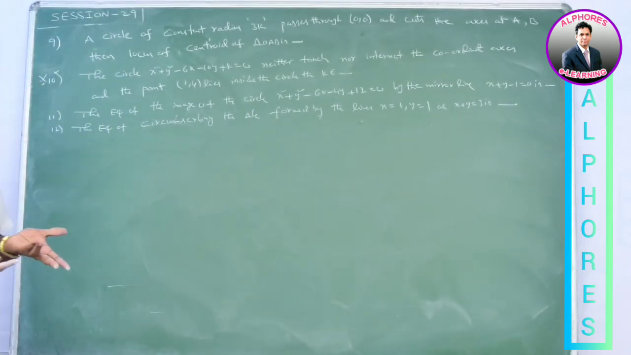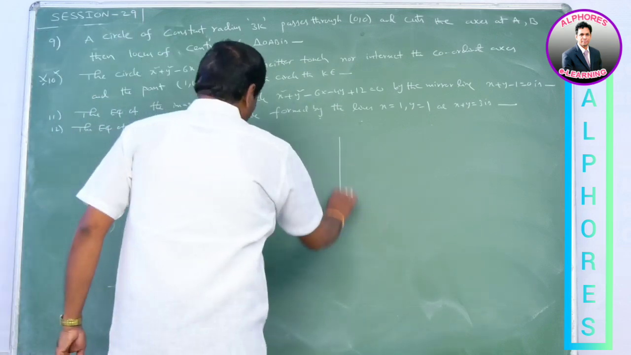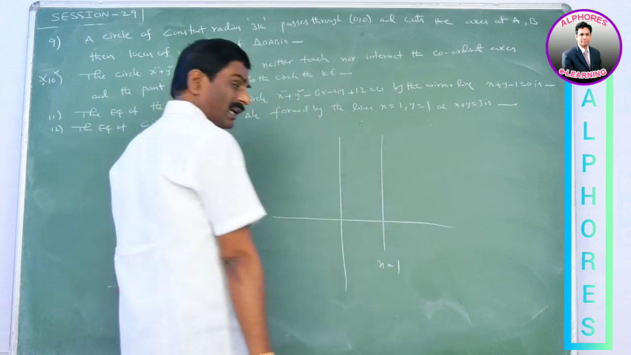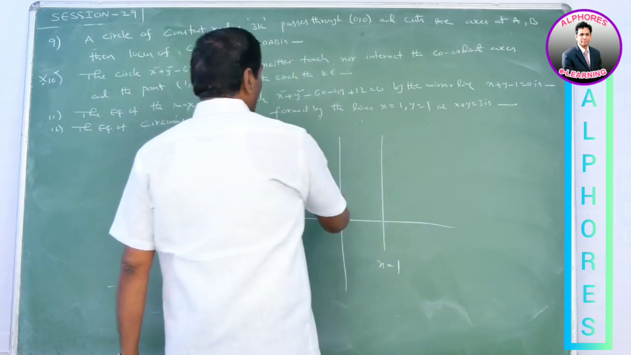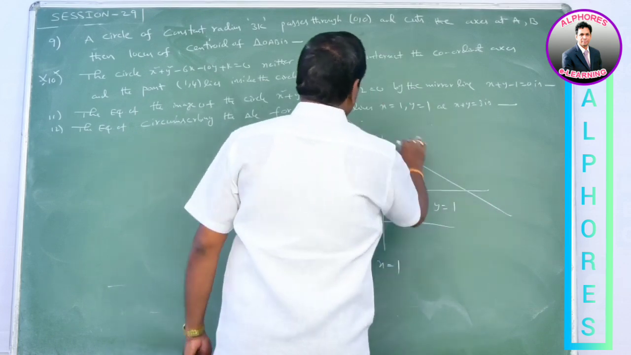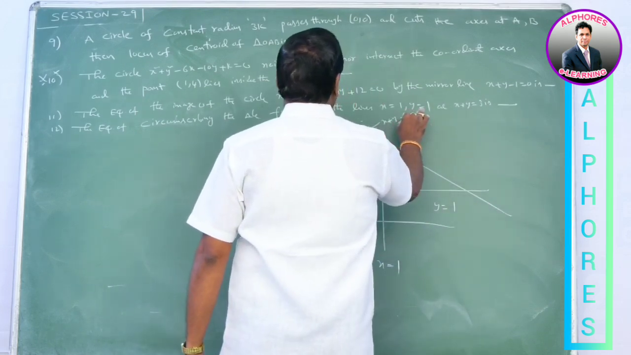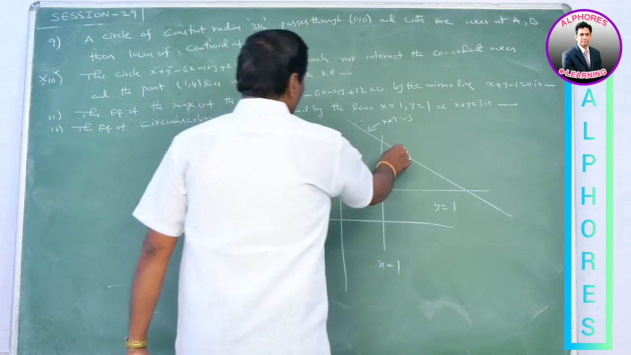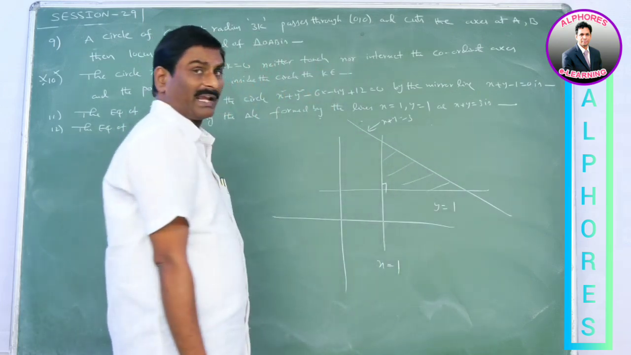Circumscribing the triangle is nothing but the circumcircle. We need the equation of the circumcircle. From the given lines, x is equal to 1 is a vertical line. y is equal to 1 is a horizontal line. x plus y is equal to 3 is the other line. Clearly, the triangle formed by the given lines is a right angle triangle.